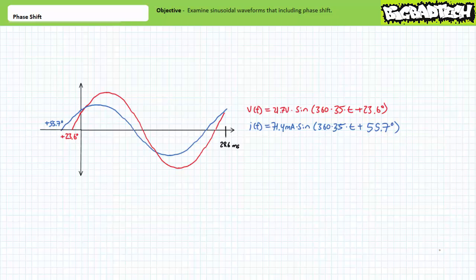By how much does current lead? It should be obvious that current leads voltage by the absolute difference of 32.1 degrees. Similarly, it can also be said that voltage lags current by 32.1 degrees. Both statements are simultaneously true. However, I prefer framing this using voltage as my reference from which current is measured, since voltage is the cause and current is the effect. In summary, current leads voltage by 32.1 degrees.